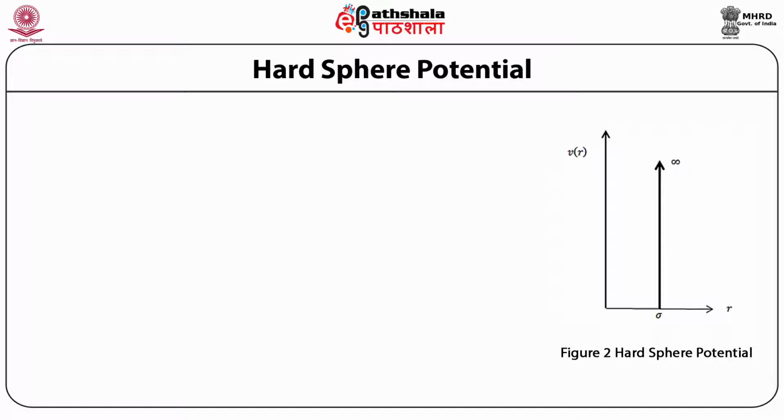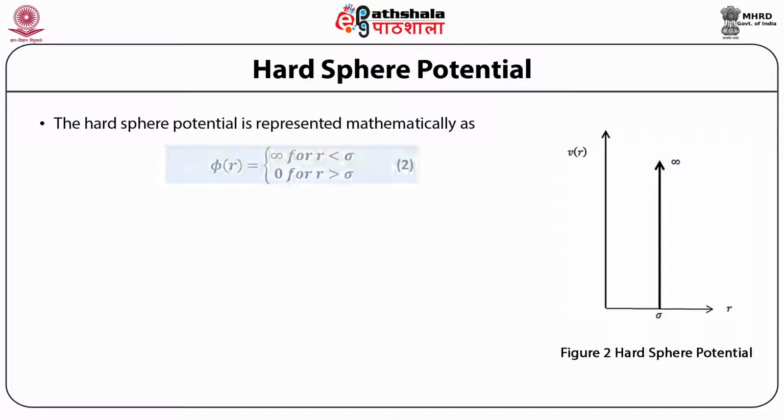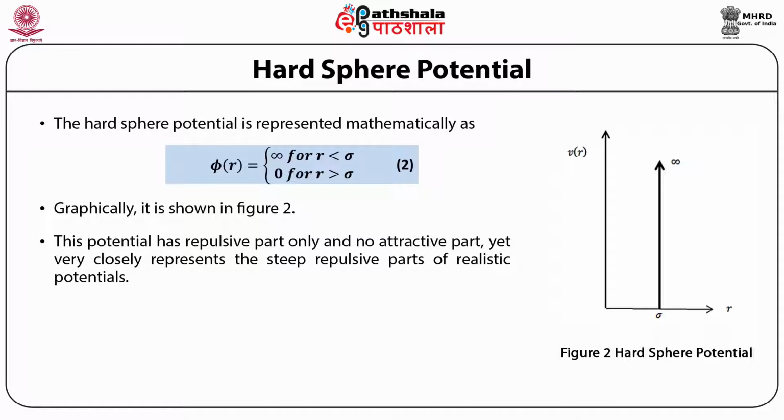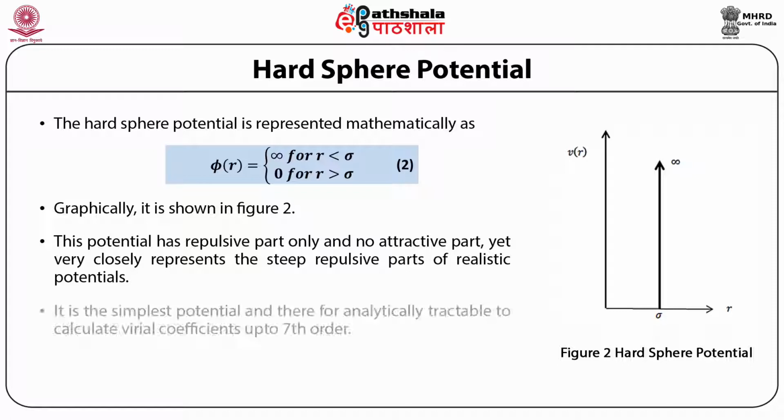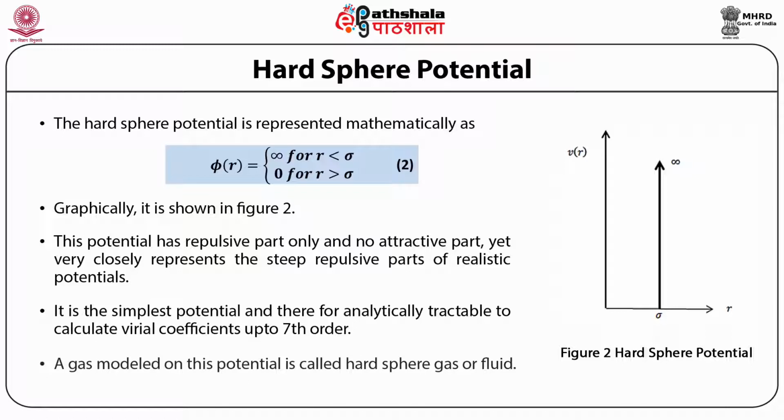Hard sphere potential. The hard sphere potential is represented mathematically as phi(r) equal to infinity for r less than sigma, and equal to 0 for r greater than sigma. Graphically, it is shown in figure 2. This potential has a repulsive part only and no attractive part, yet very closely represents the steep repulsive parts of realistic potentials. It is the simplest potential and therefore analytically tractable to calculate virial coefficients up to 7th order. A gas modeled on this potential is called a hard sphere gas or fluid.